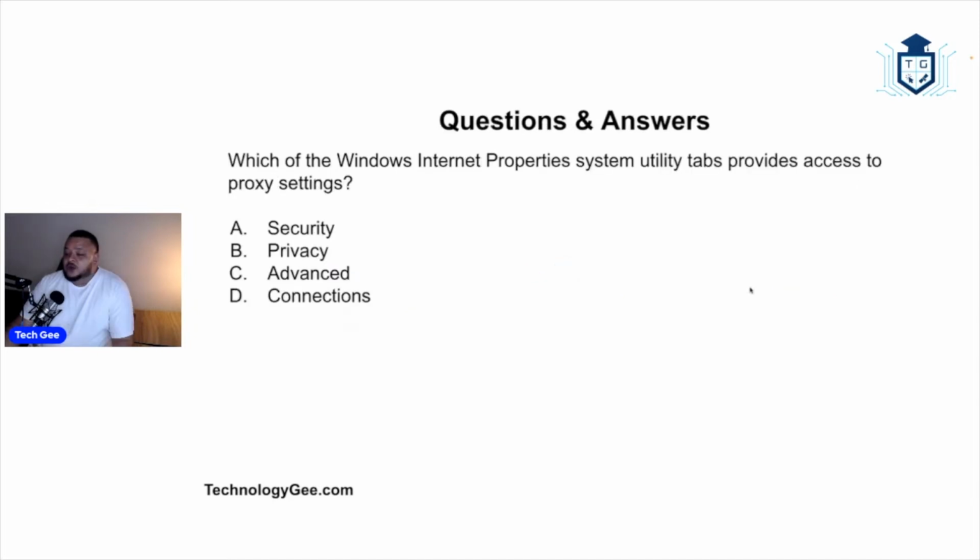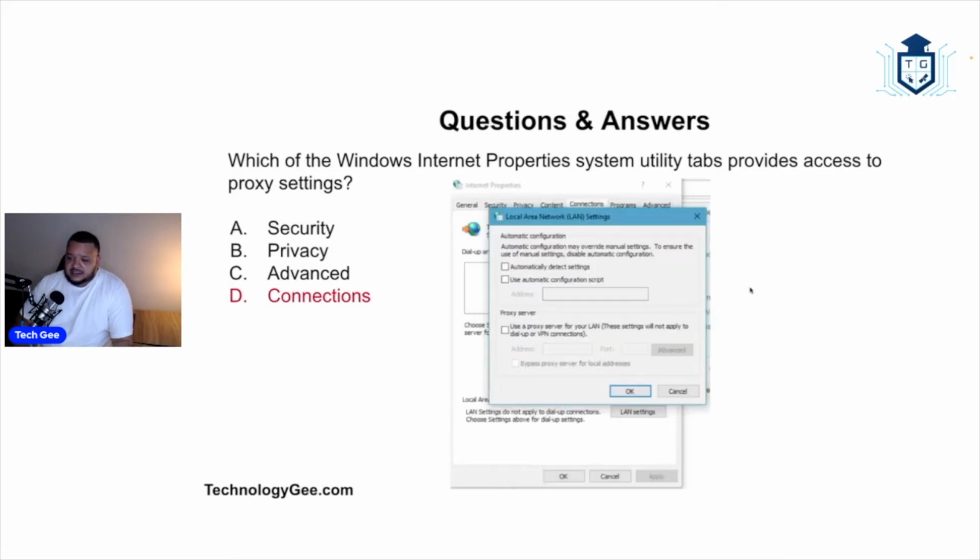Which of the Windows Internet Properties System Utility tabs provides access to the proxy settings? Would it be the Security tab, the Privacy tab, the Advanced tab, or the Connections tab? So which one of these tabs provides access to the proxy settings? And this would be your Connections tab.